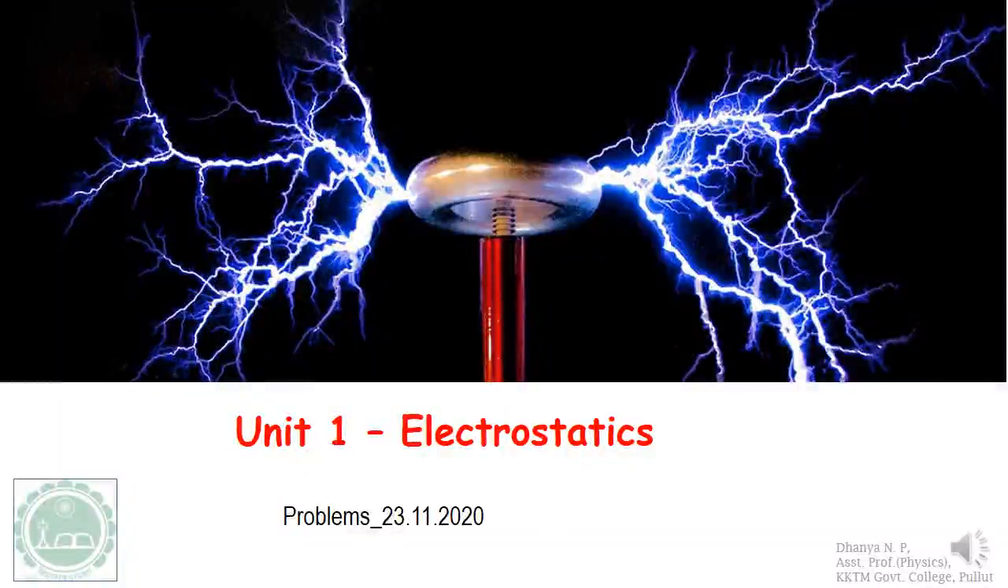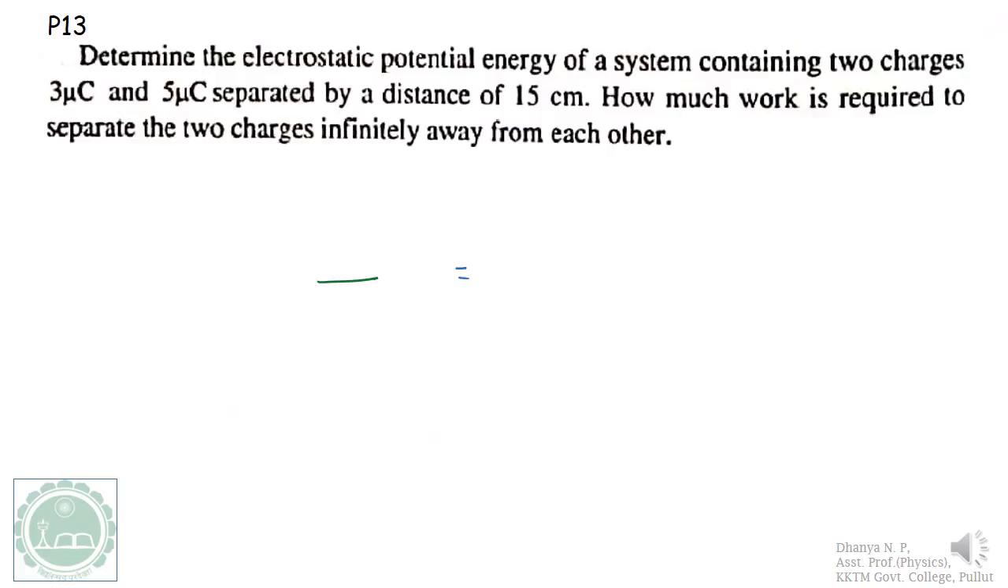Now we can look at 3 problems. Determine the electrostatic potential energy of a system containing 2 charges, 3 microcoulomb and 5 microcoulomb, separated by a distance of 15 centimeter. How much work is required to separate the 2 charges infinitely away from each other? We have to find the work done.